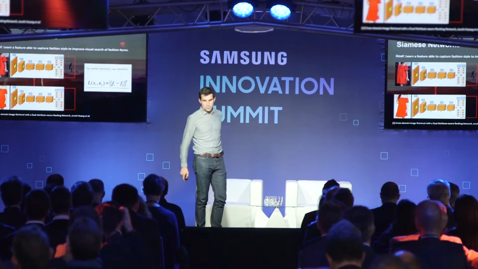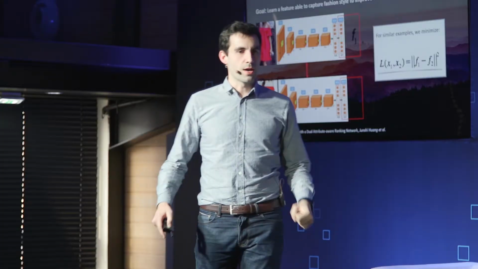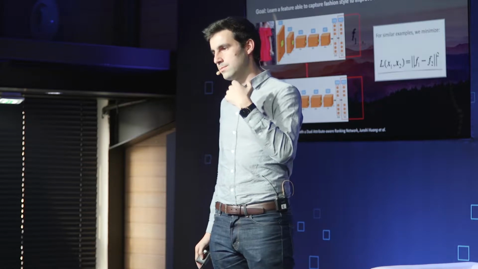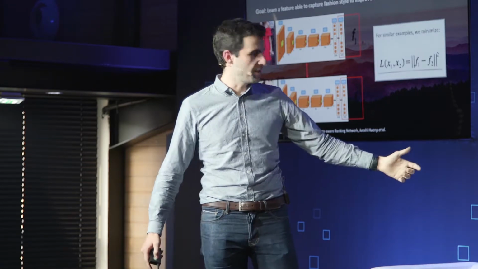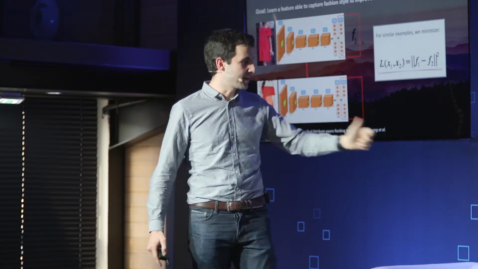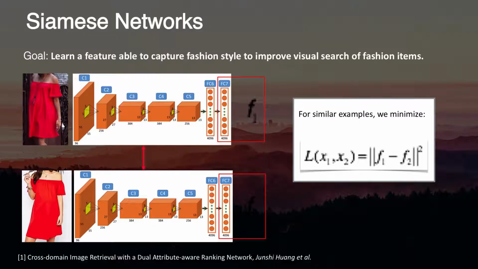So for instance, we had a problem about how to build some search engine based on image. So I want this chair, and I can just take a picture and find it in the e-commerce. This is the use case. So to do that, we started working on Siamese network.